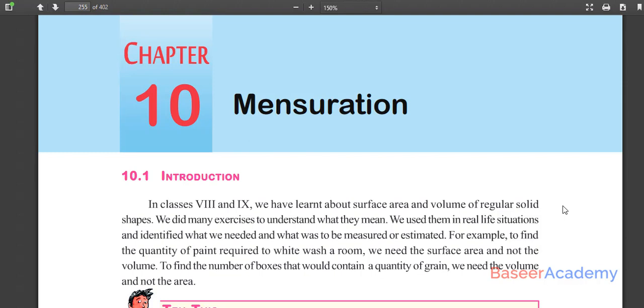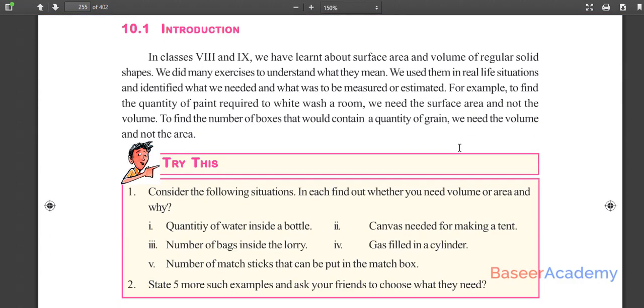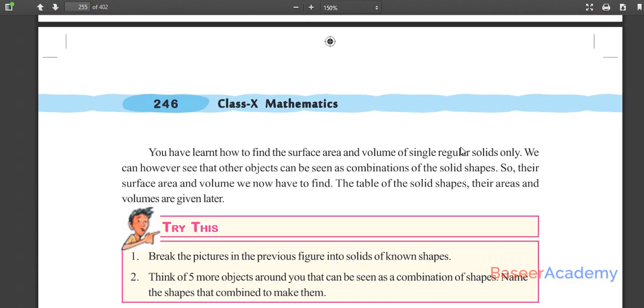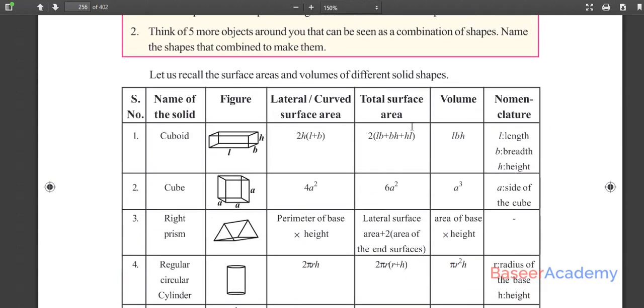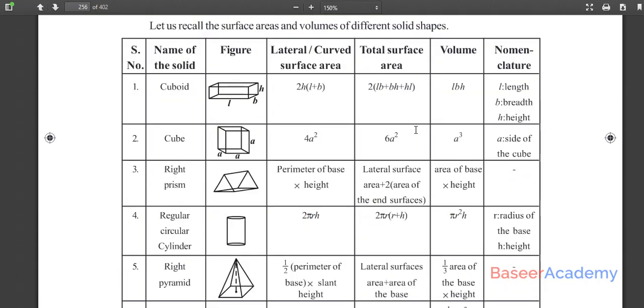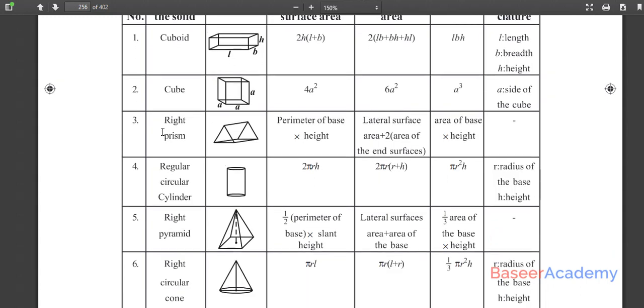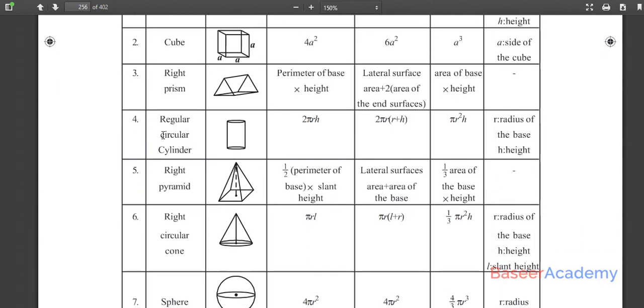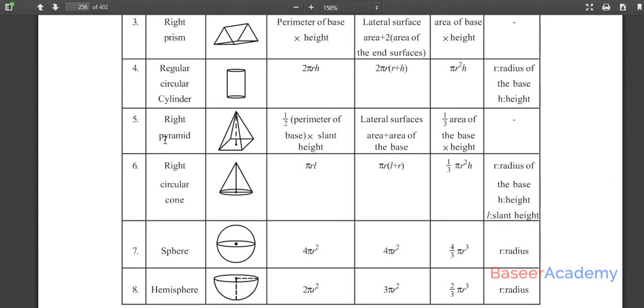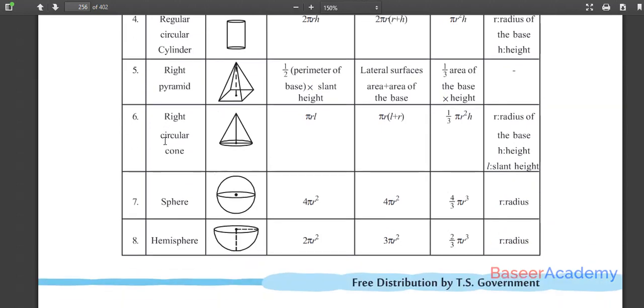This video is part of a playlist where I cover chapter 10 mensuration for the Telangana state syllabus. Now, in mensuration, we mostly find out the surface area, the curved surface area, the total surface area, and also the volume. We will be dealing with these figures: cuboid, cube, right prism, regular circular cylinder, right pyramid, right circular cone, sphere, and hemisphere.